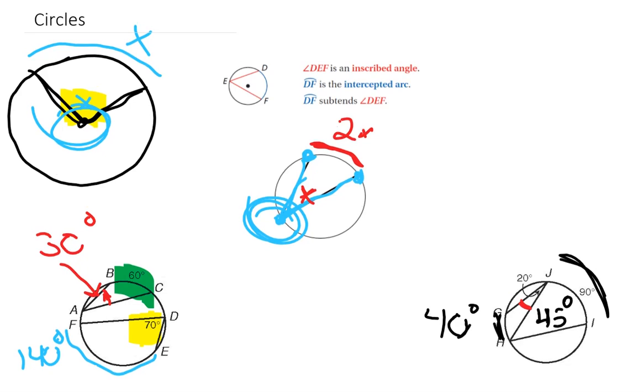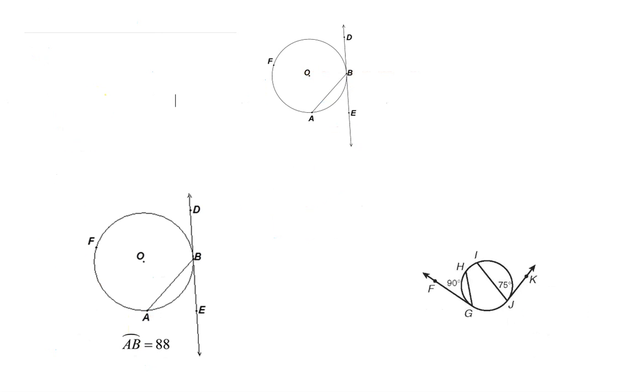A couple other relationships we have. If I have a tangent line and a chord, I create another type of inscribed angle. And really the same relationship occurs. This value, which is my angle value, is going to be half of whatever the arc is. Or I could say the arc is twice what the angle would be.